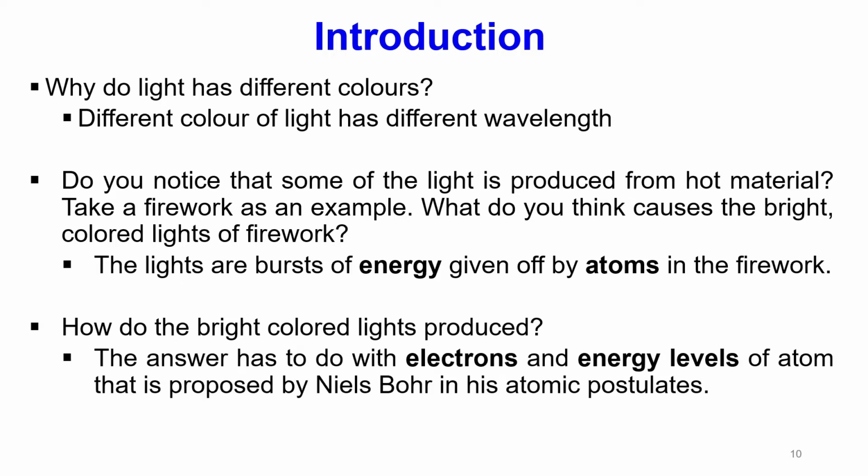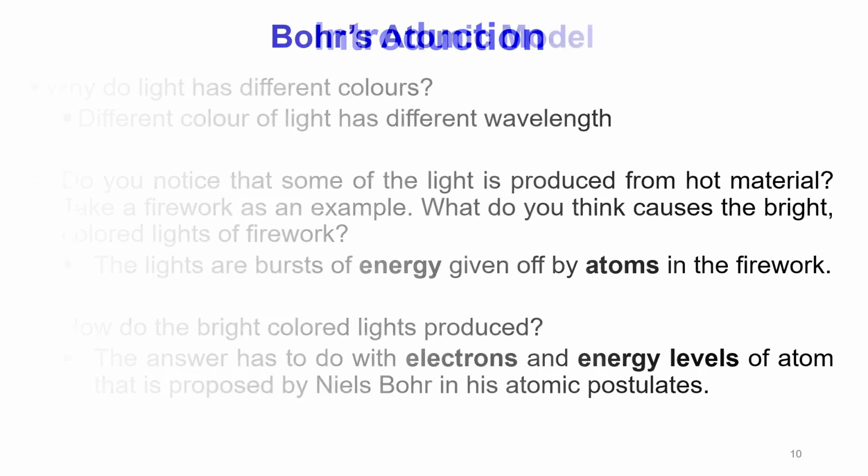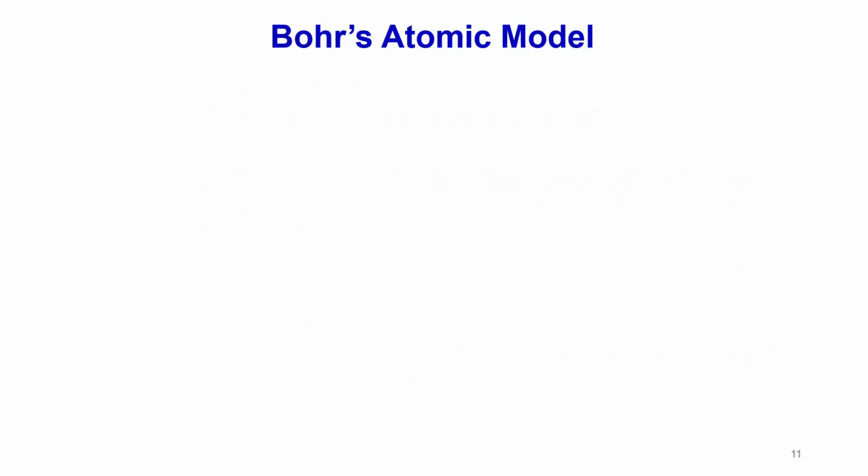The answer has to do with electrons and the energy levels of an atom, proposed by Niels Bohr in his atomic postulate. Ini akan kita discuss, electron dan juga energy level yang dicadangkan oleh Niels Bohr menggunakan postulate atomic dia. So apakah dia Bohr's atomic model? Kita tengok dia ada beberapa postulate ataupun teori.